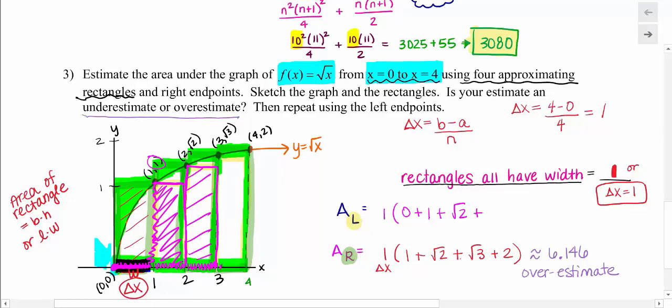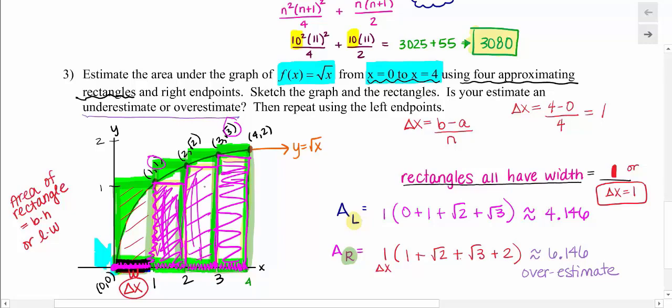And then your last rectangle, using left endpoints, is going from x equals 3 to x equals 4. Carry up that left edge, which is x equals 3. And so I have a height of square root of 3. So this one should be 2 less than that one. Even if I use my calculator, I should get approximately 4.146.